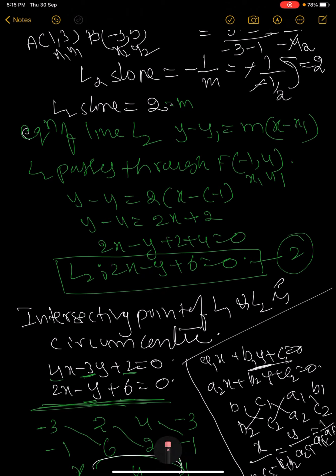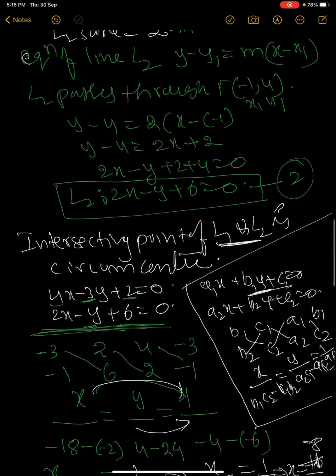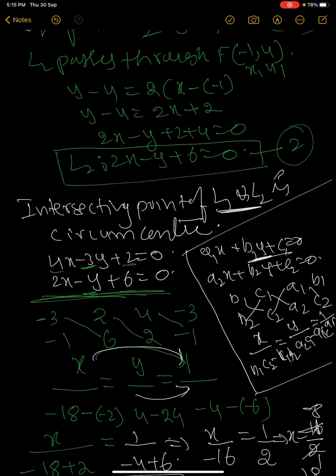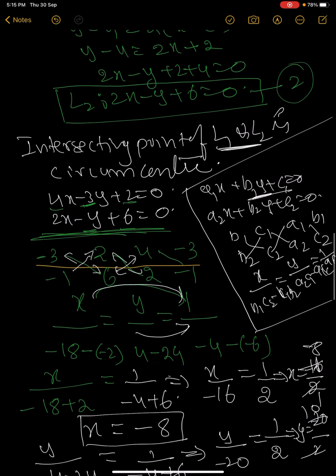Intersection of L1 and L2. These two lines give us the circumcenter. So how do we find the intersecting point? We can use many methods: algebraic methods, addition or subtraction of the two equations, the substitution method, or any method you follow. But now we are using the arrow method.